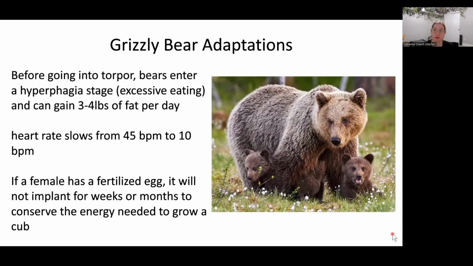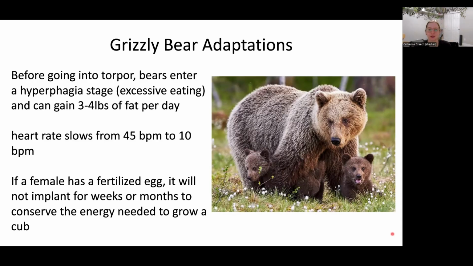Here's another example. We have grizzly bears. Grizzly bears also do torpor, so it's not true hibernation. But before they enter torpor, they go into hyperphagia, which means excessive eating. So during this excessive eating period, they can gain 3 to 4 pounds of fat per day. Every year before winter, there's a fat bear contest on the internet where you can vote for the best fat bear that's packing on the most fat for its torpor session.